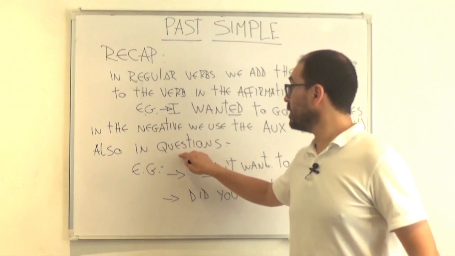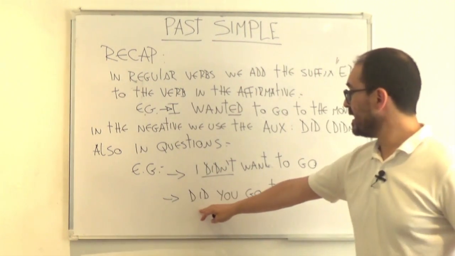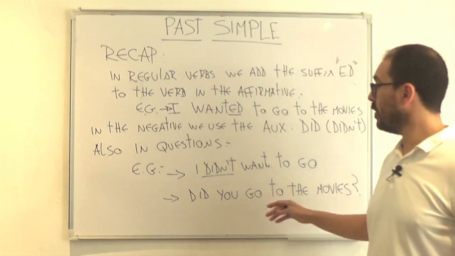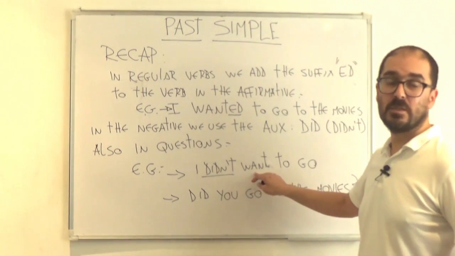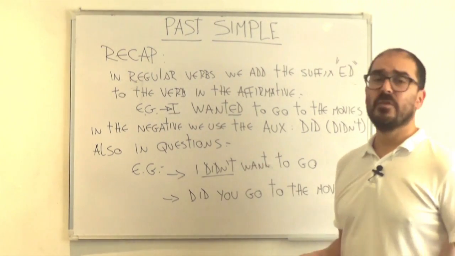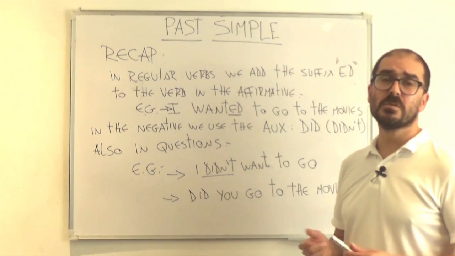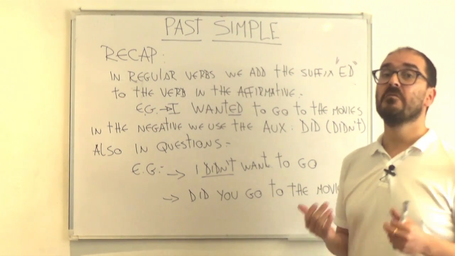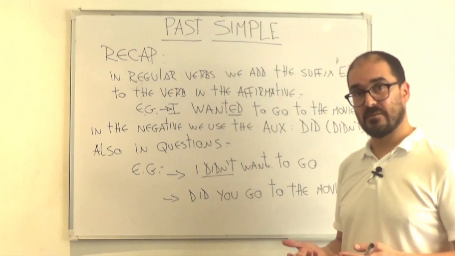Same rules apply to questions. Did you go to the movies? Or did you want to go to the movies? Okay? So, just a few sets of simple rules. Follow them up, practice a lot, and you'll be ready to speak about finished events in the past tense.